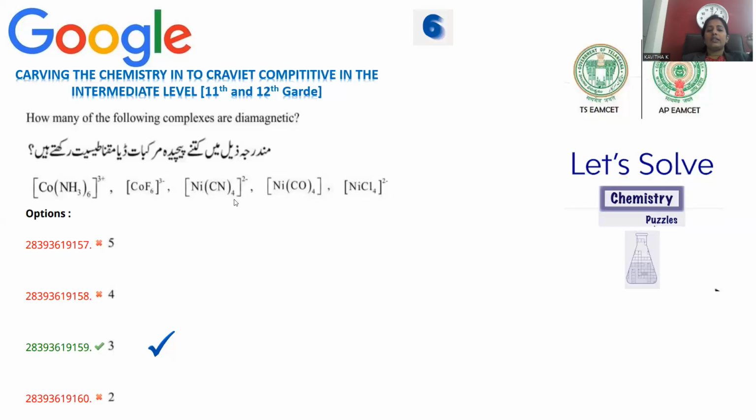Move on to the nickel tetracyano complex ion. So here you can notice minus 2.